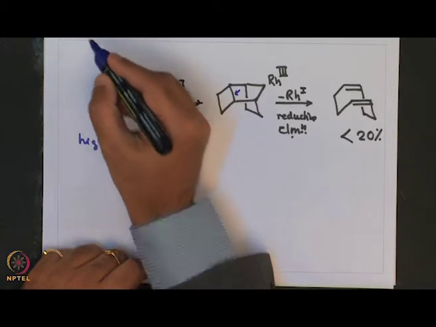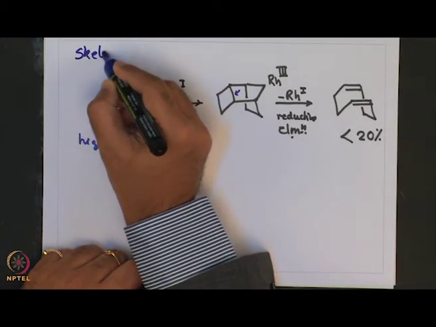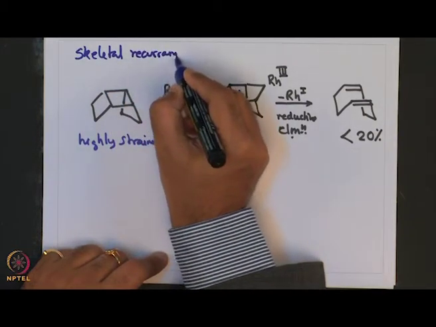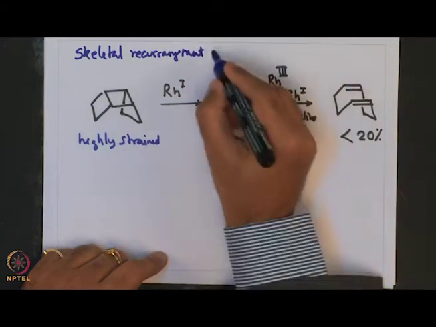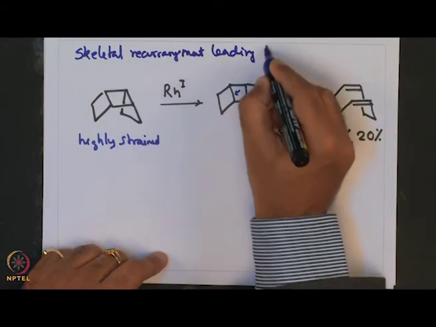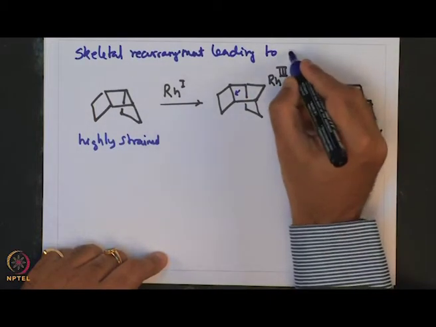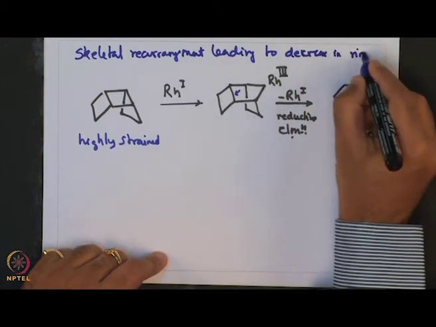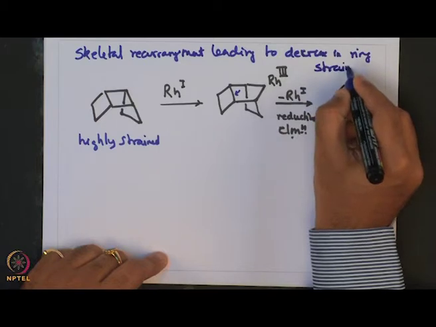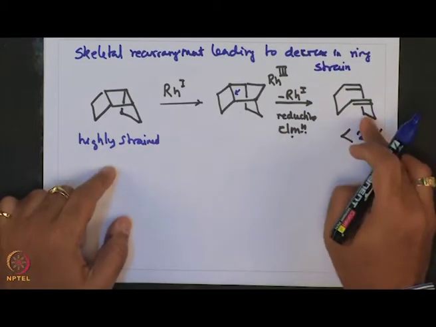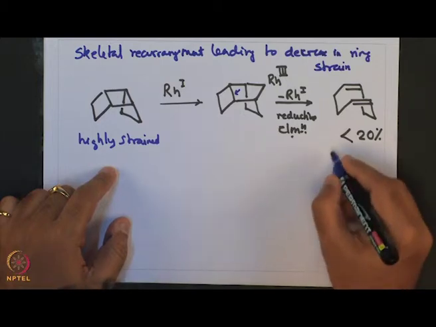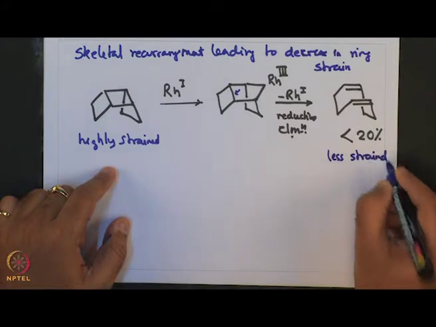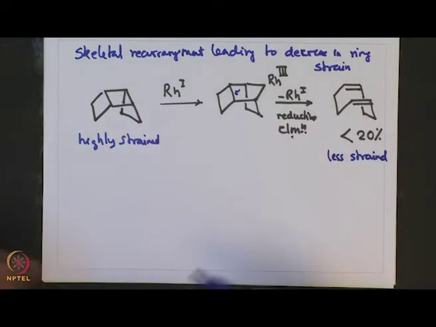and this approach is called skeletal rearrangement, leading to decrease in ring strain. Obviously, the cyclooctadiene is less strained than the original molecule, which is highly strained.